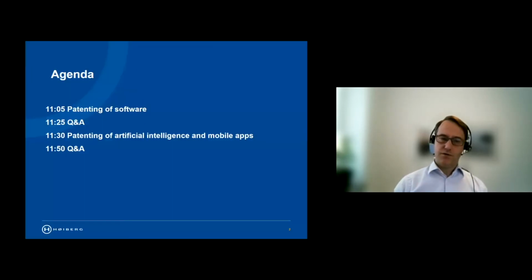The agenda has already been shown, so we will have 20 minutes for more general software patenting aspects, and then another 20 minutes on AI and mobile apps. I think it's a mixed crowd today, so it will be somewhat challenging to find the right level so that everybody is happy, but I will do my best. I think we will start out on a relatively basic level and then increase it gradually. And maybe if there are any patent attorneys, you will find the first part boring, but on the other hand, I will get as many people as possible to understand everything.